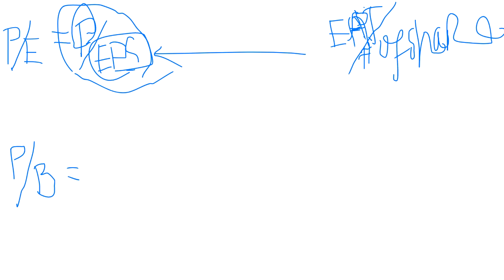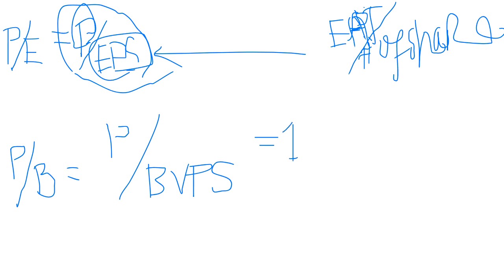And market price to book value ratio, that's literally market price over book value per share. Okay, and think about it. If book value and the market price are the same, this ratio would be exactly equal to 1, right? And if the market price is greater than the book value, this ratio will be greater than 1. Otherwise, it will be less than 1.